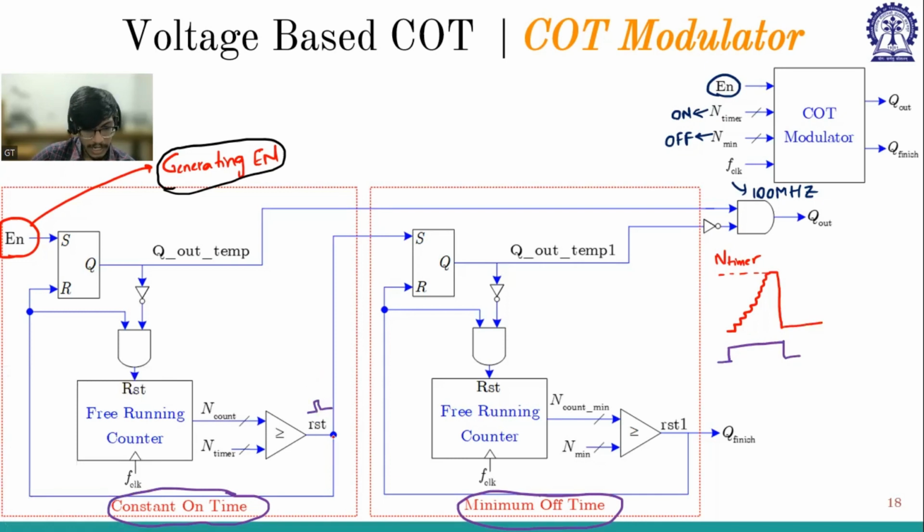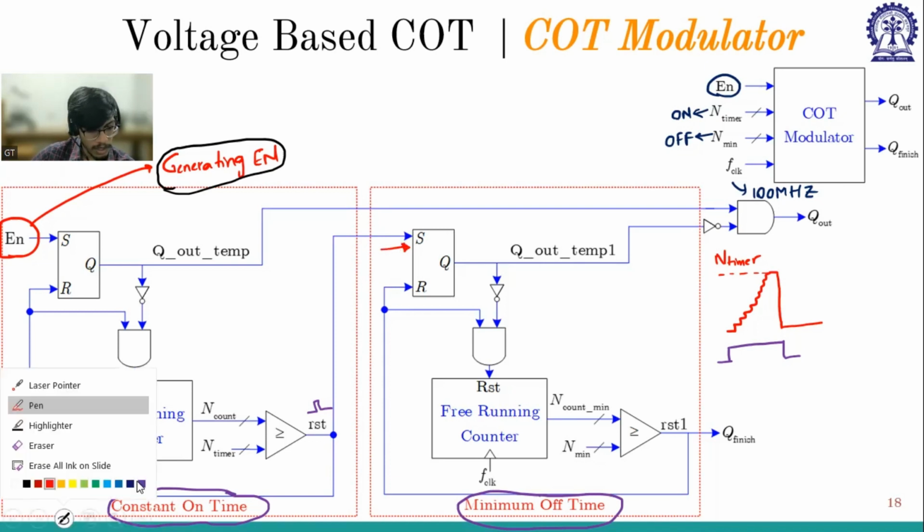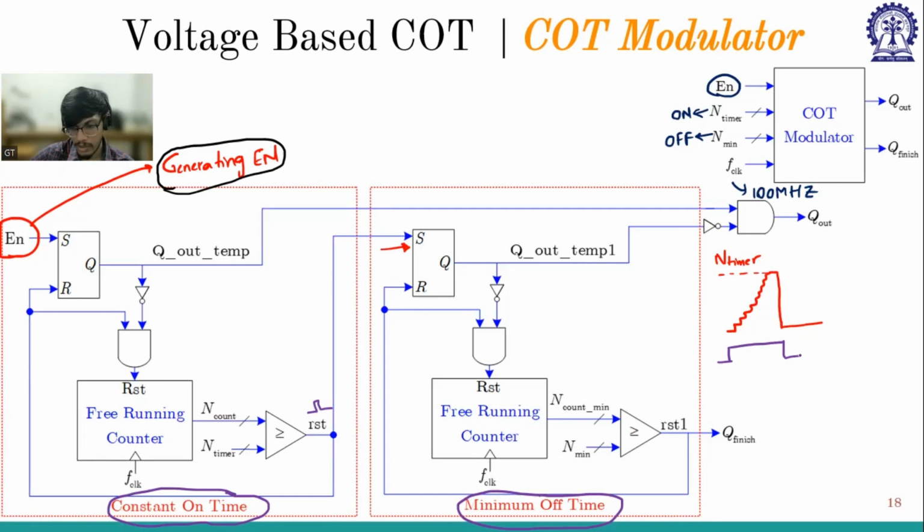Now when this reset is there, this reset will trigger this set pulse. When it is set, this counter will start counting. So now Q has become 0, and it will stay at 0. Until it again starts counting, it will stay at 0 because it got reset, and it will be reset until we get another set pulse. It will not start counting, so it remains at 0. And this is what this is, Q out temp.